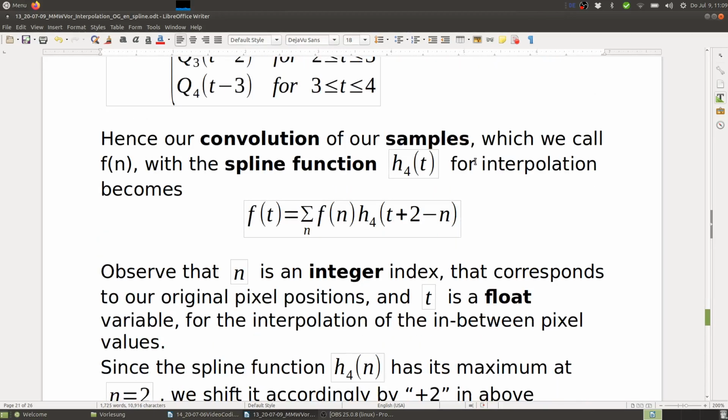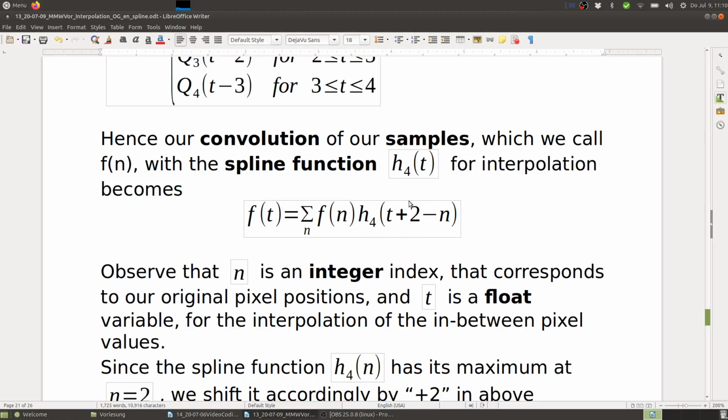Yeah, and for the interpolation, we saw we had a convolution, and this is then our convolution. So here this n is an integer index, which gives our control point positions. And t is a float variable, a continuous variable, which lets us arbitrarily interpolate between those integer control points. And this interpolation then is done using our spline function h4.